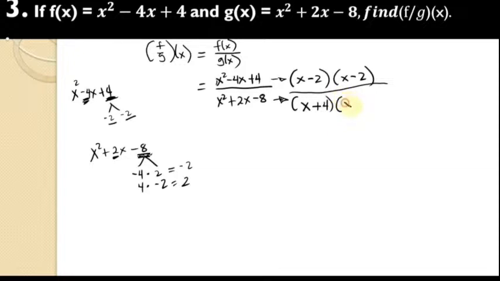So ano yung final answer natin? O saan ma-eliminate yan? Ito, ma-eliminate ito and this one. Kasi the same sila, the same sign. So ang remaining is, we have x minus 2 over x plus 4. So ito na yung final answer natin. X minus 2 over x plus 4.